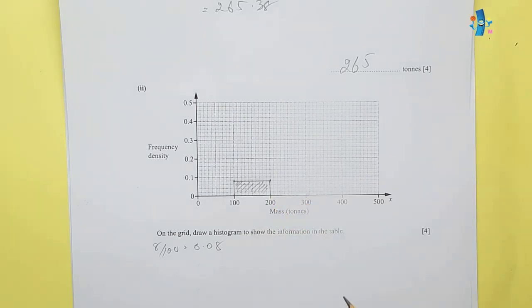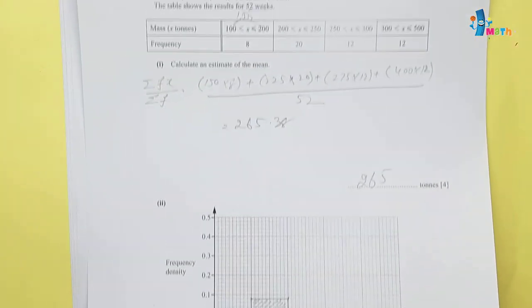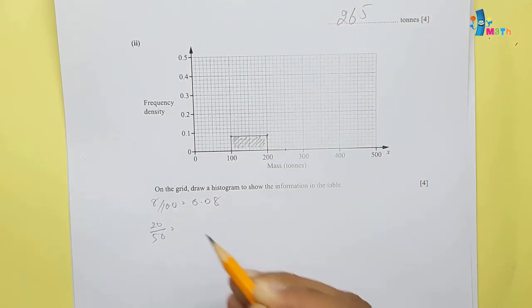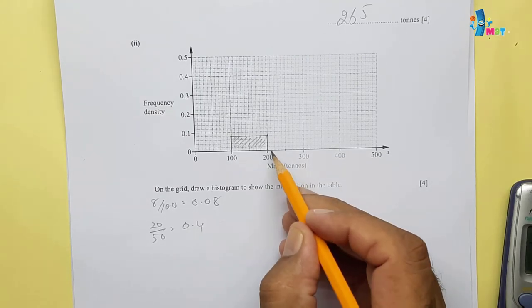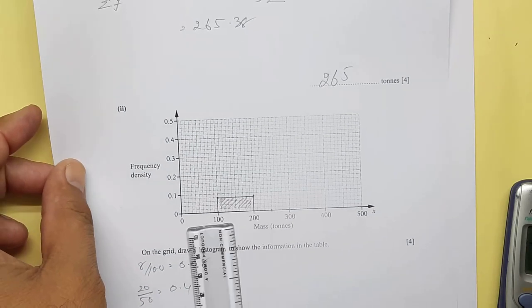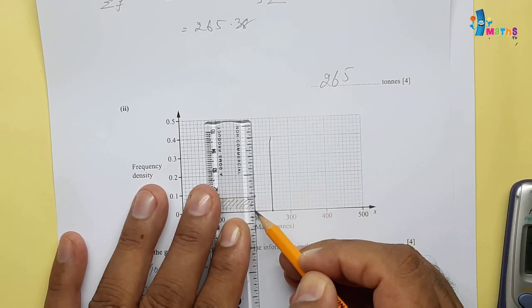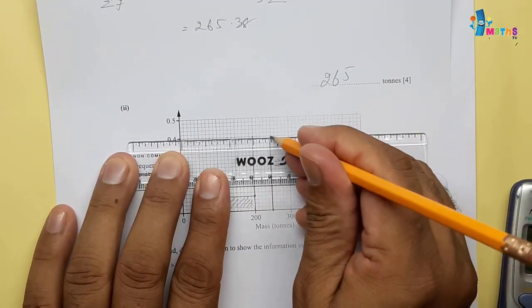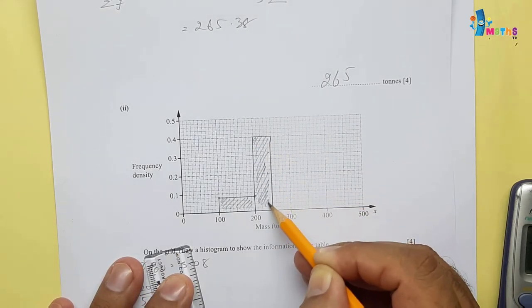And next comes from 200 to 250. This is the 250 line, and we can take this one, 20 divided by 50. This will be equal to 2 by 5, which is 0.4. So we can write this as 0.4, and 0.4 is up to this mark. So we can draw this like this, and this will be a joined bar, and we can draw this line as well. So this will be our next histogram bar.